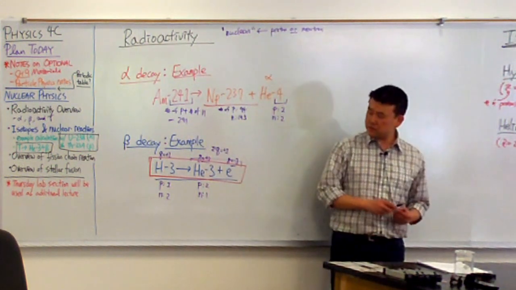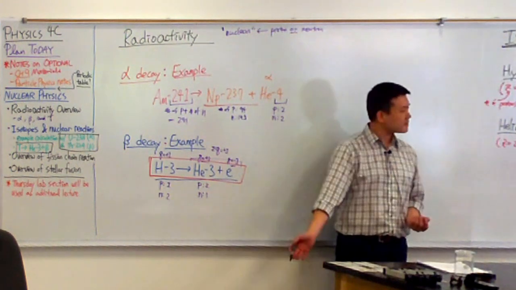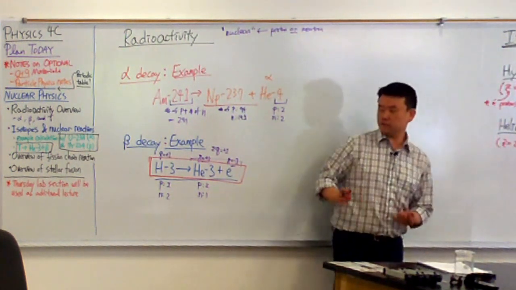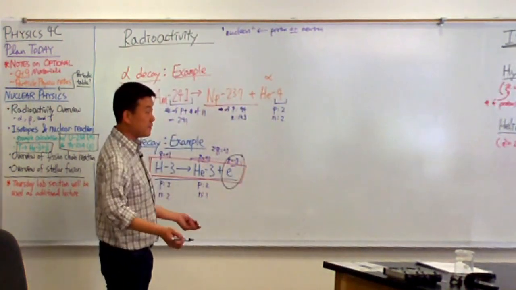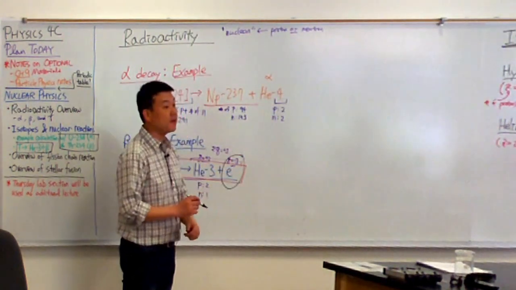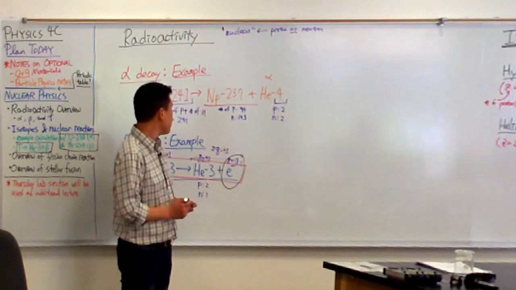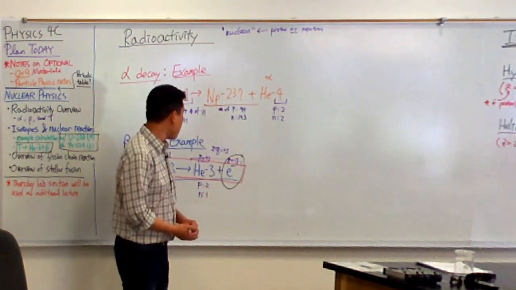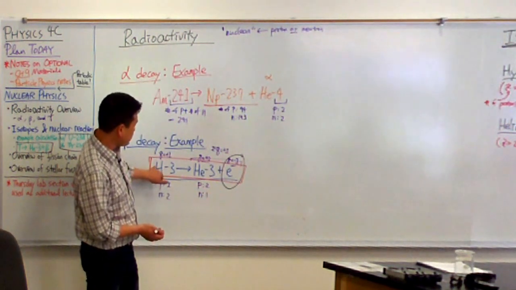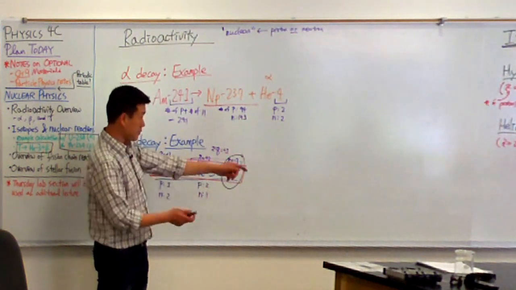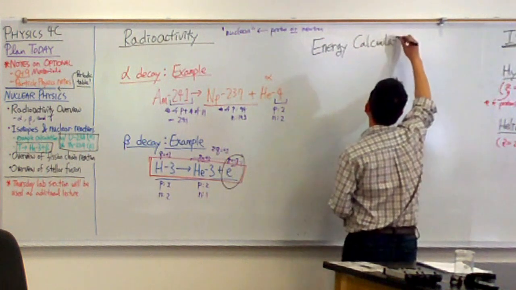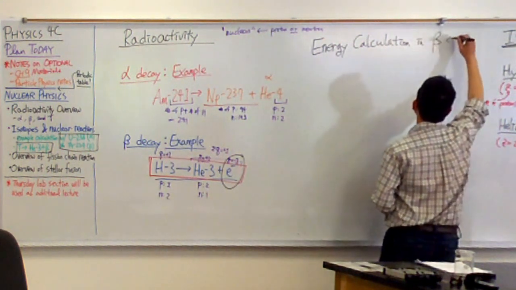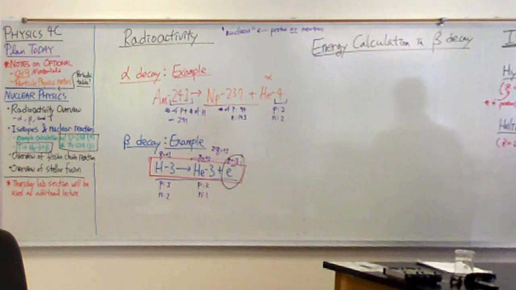So here's a question you can ask and answer. What would be the energy of this beta ray? And this is something you can calculate from the information you can look up. The information you can look up are the masses of the tritium and helium-3. So let me start out with that. Energy calculation in beta decay. I actually don't have those numbers, so let me look them up now.